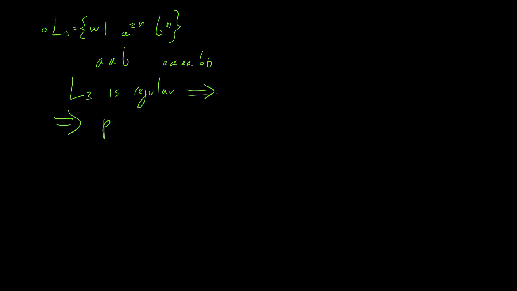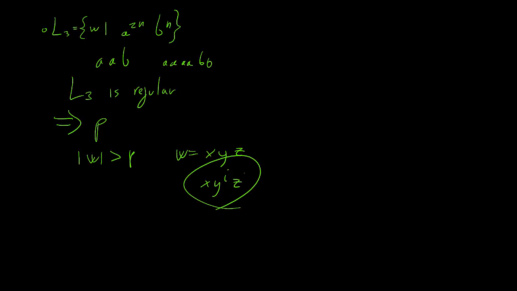Now, we know this P is the number of states in the DFA, but we don't care. The important thing is that this P is here. So, if L3 is regular, you have a pumping length P, such that if you find a W, whose length is more than P, in the language, you know for sure that W can be decomposed in X, Y, and Z, so that X, Y^i, Z is always a string in the language. So you can pump Y and still get strings in the language.